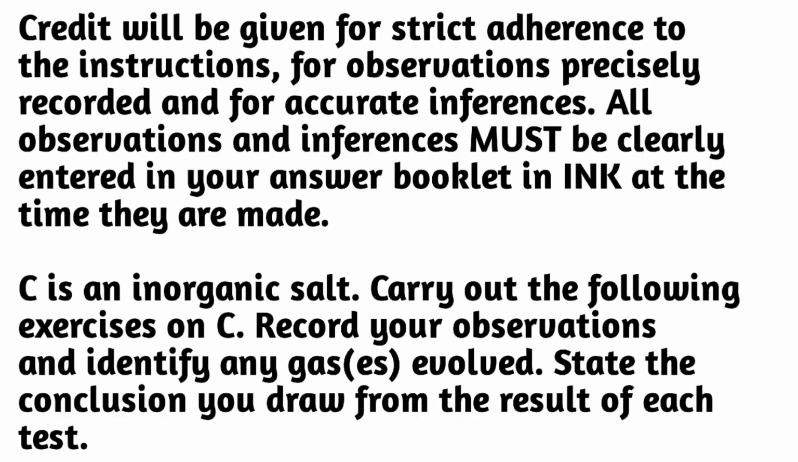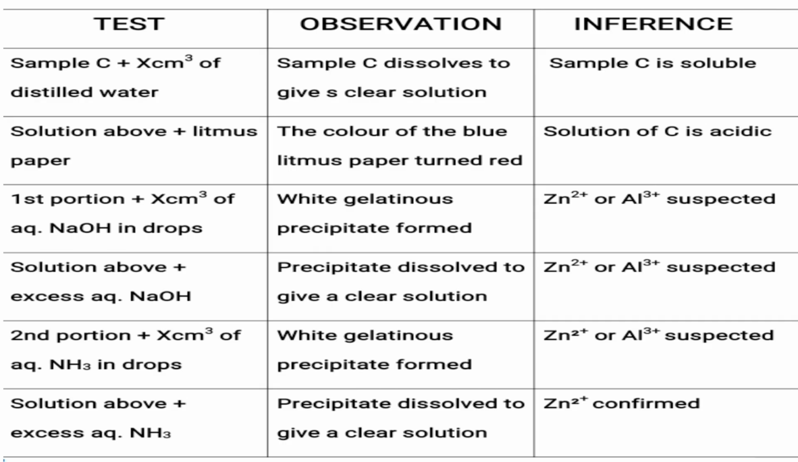Let's get started. So begin with sample C, which is zinc chloride. The first test you'll be told to carry out is to add sample C to a given volume of distilled water. When you do that, sample C will dissolve. So under observation, simply write sample C dissolves to give a clear solution. That's what you can observe. Then from what you can observe, what can you infer? So under inference, since it dissolves, it means it is soluble. So simply write sample C is soluble.